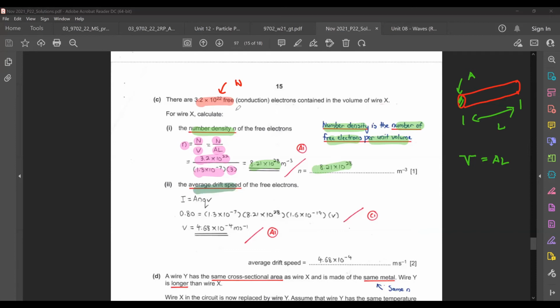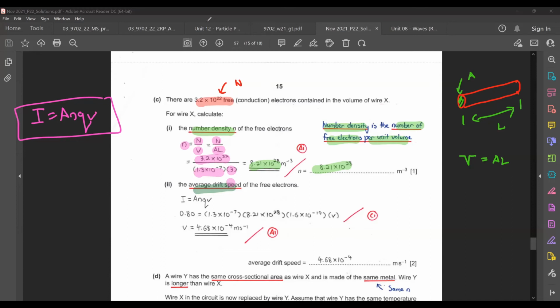And then after that, the next part of the question will ask you to find out your average drift speed. In your entire A-level syllabus, there's only one equation that has drift speed. That one is this one: I equals A n q v. This is the only equation in your syllabus that has drift speed inside. So the moment you see the term drift speed, just use this equation.